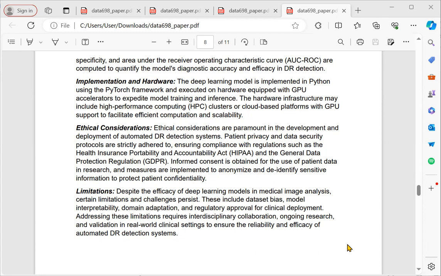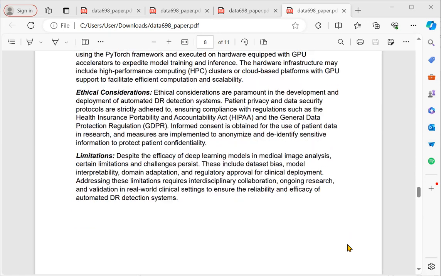confidential. Limitations: despite the efficacy of deep learning models in medical image analysis, certain limitations remain. These include dataset bias, model interpretability, domain adaptation, and regulatory approval for clinical deployment. Addressing these limitations requires interdisciplinary collaboration, ongoing research, and validation in real-world clinical settings to ensure the reliability and efficacy of automated DR detection systems.